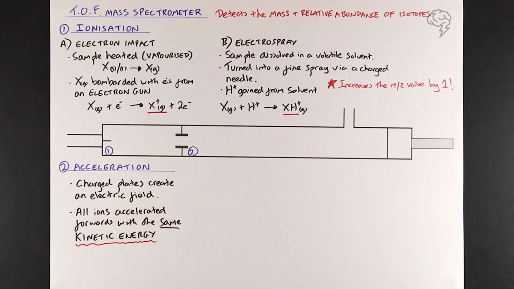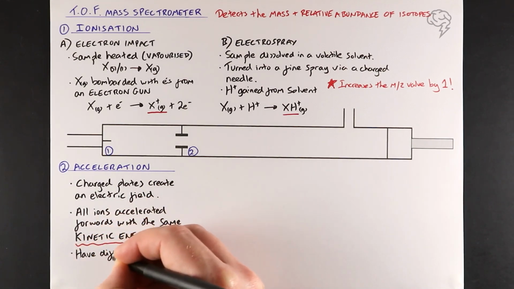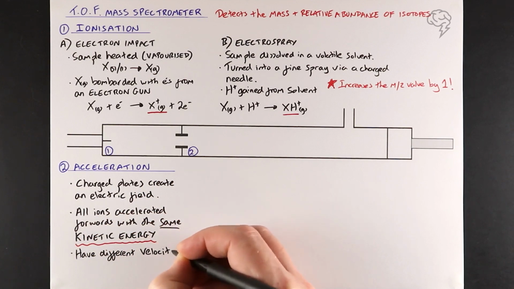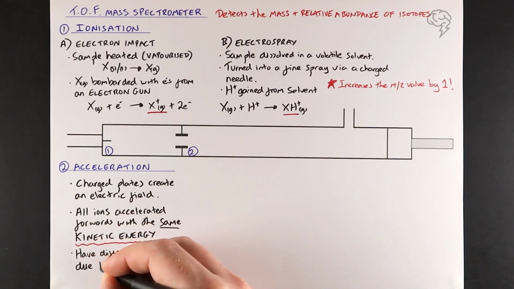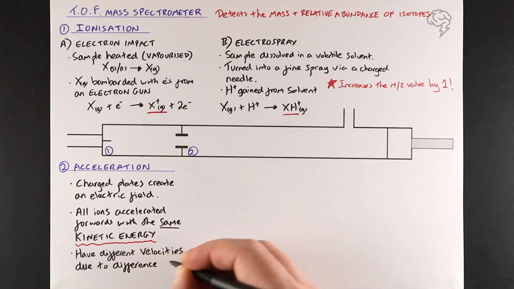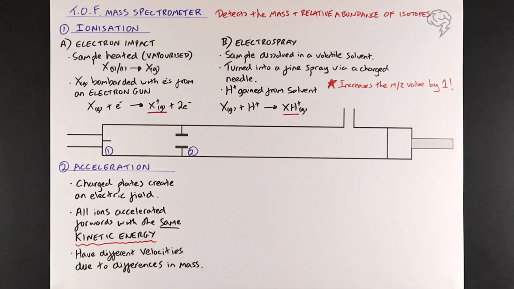But that doesn't mean they're all traveling at the same speed. They might all have the same kinetic energy, but they will have different velocities due to their differences in mass. So let's say you've put a sample in, and you've got a number of different isotopes in that sample. They're all given the same kinetic energy, but not all of them will travel at the same velocity. Think about it. If you give the same kinetic energy to a ping pong ball and a bowling ball, which of them is going to be traveling faster if you hit them with the same force? Basically, the ping pong ball is going to move off at a lot faster pace because it's lighter. Bowling ball, not so much. So that kind of makes sense, doesn't it?